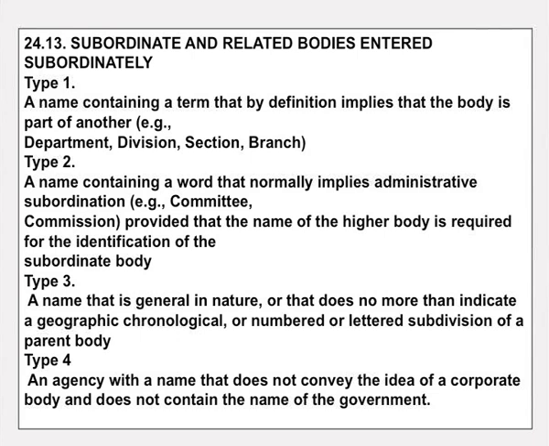In the fourth type, you have to include an agency with a name that does not convey the idea of a corporate body and does not contain the name of the government. This subordinate body will never have the name of the government in its name, as it appears in the book. In that case, you will have to use it as a subordinate body to the main body.